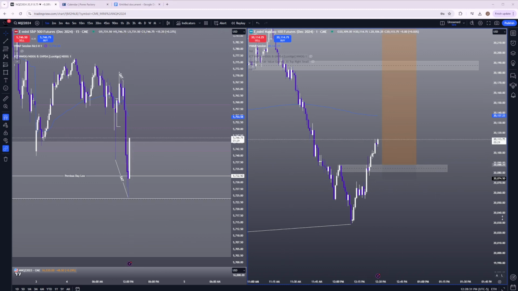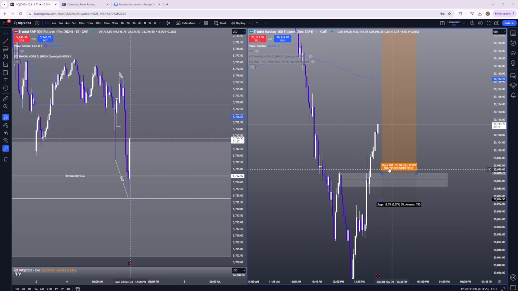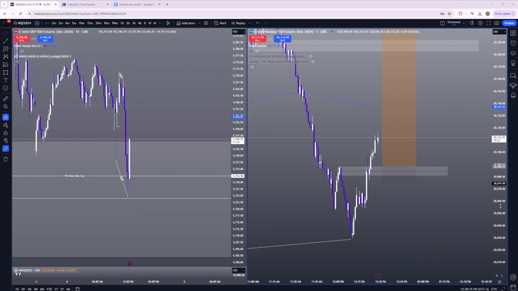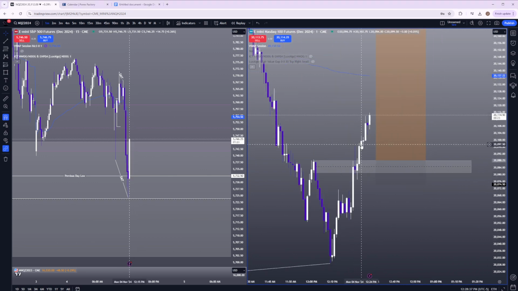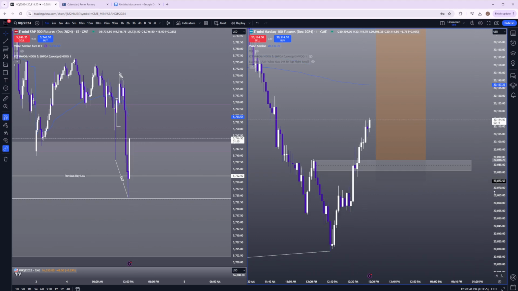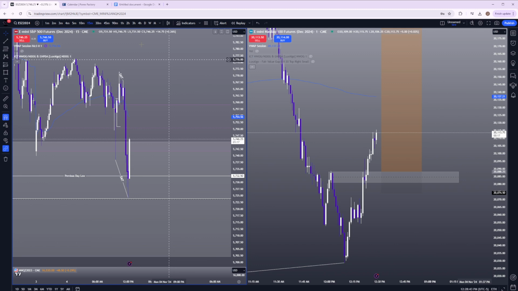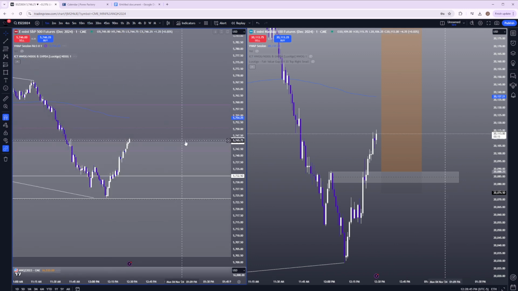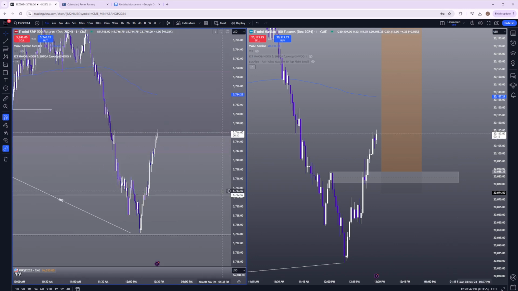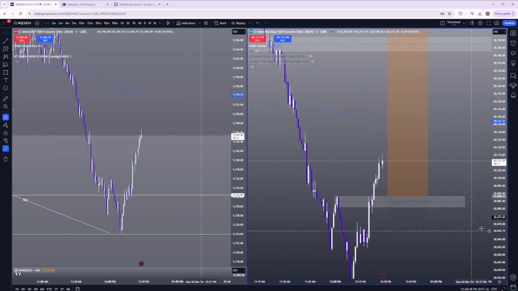I would have wanted to get the entry down here off this 1 minute bullish breaker, but we weren't really given that opportunity. Plus, we jumped onto the session as we were making that move, and we never retraced back into it, so I just never looked for that entry. But right now, everything looks very bullish. I love our SMT on ES and NQ. I love it.